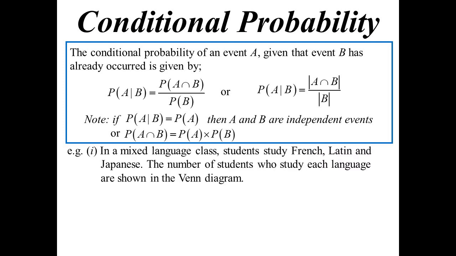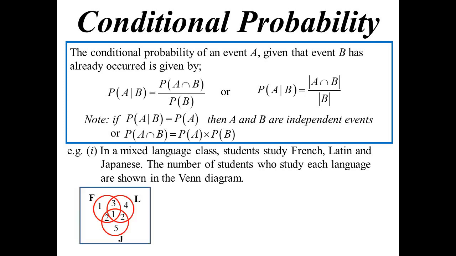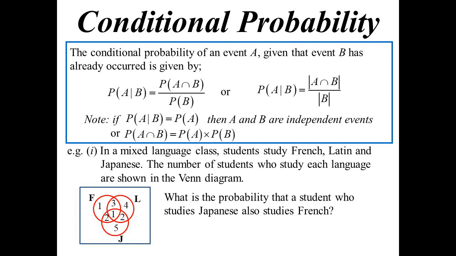So use this as an example. Mixed language classes: French, Latin and Japanese. There are our 3 languages you would have done back in year 7. We have the number of students who study each language, and a Venn diagram showing the different combinations of what people did. What's the probability that a student who studies Japanese, so that's the known event, also studies French? So we're looking for the probability of French given that they study Japanese.